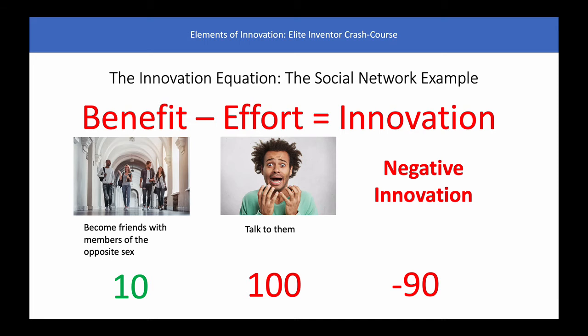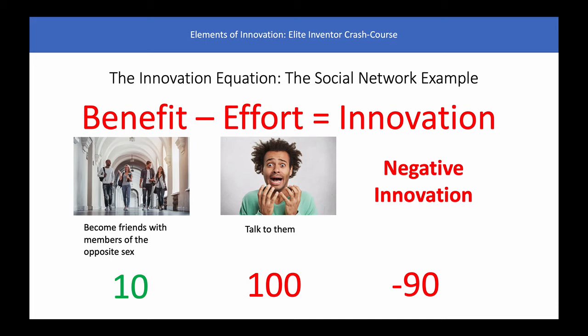I'm not going to call this the Facebook example because I'm basing this off of the movie The Social Network that I saw something like 10 years ago and I haven't watched since, but here is my impression that I will use to illustrate the innovation equation. In that movie, the character that plays Mark Zuckerberg wants to become friends with members of the opposite sex.